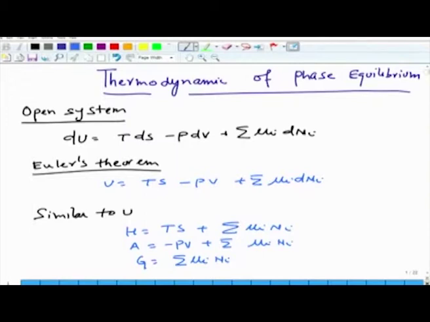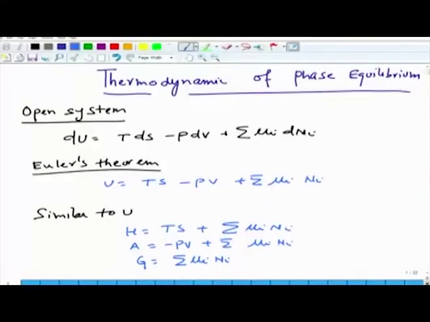Okay, and we also know from Euler's theorem that U is equal to TS minus PV plus summation mu i N i. What we have done is basically we integrated this and, using the extensive property, we got this expression. Similar to U, you can show that H is also TS plus summation mu i N i, A is also minus PV plus summation mu i N i, and G is summation mu i N i. So, that is what we know.